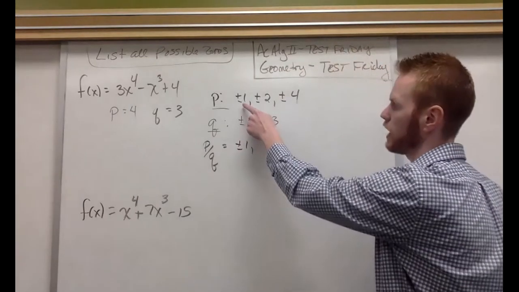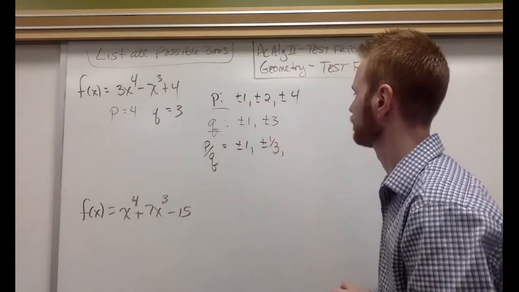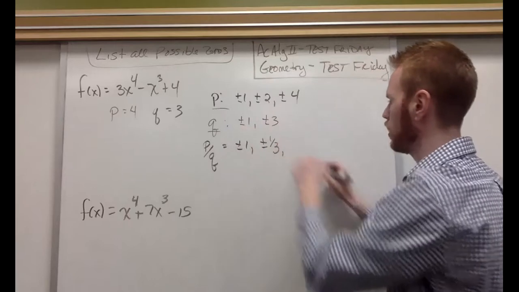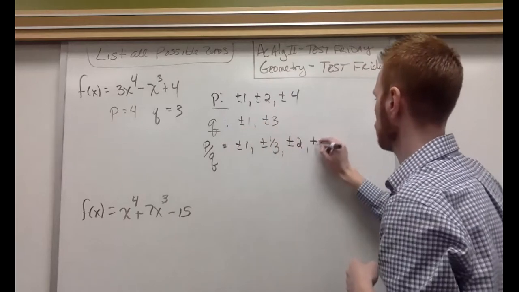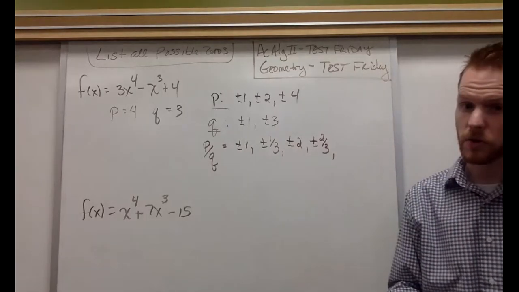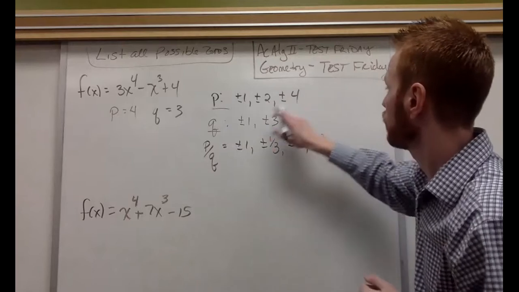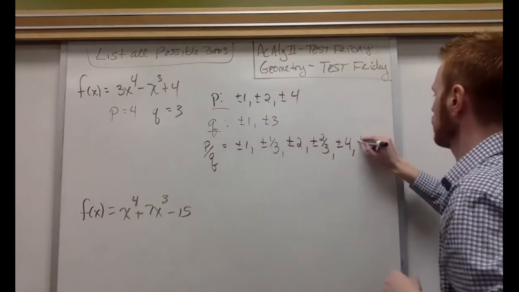Then we have 1 over 3, so plus or minus a third. 2 over 1, plus or minus 2. 2 over 3, plus or minus 2/3. Okay, so far so good. And then 4 over 1, plus or minus 4. And 4 over 3, plus or minus 4/3.